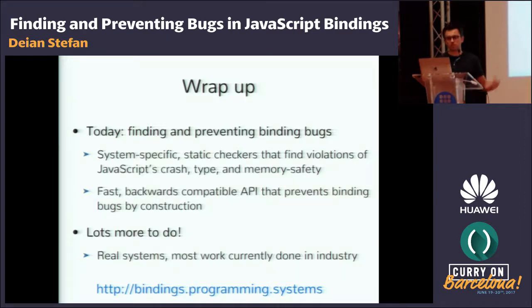Okay, so with that, I've talked to you about simple, system-specific checkers that found violations, and three core things when it comes to safety. One is crash, the other one is type, and the third one is memory safety in these JavaScript runtimes. And I've presented a fast, backwards-compatible API that ideally addresses these things. But there's a lot more to do.